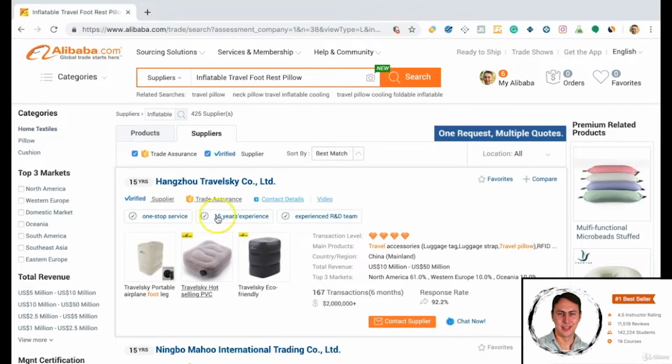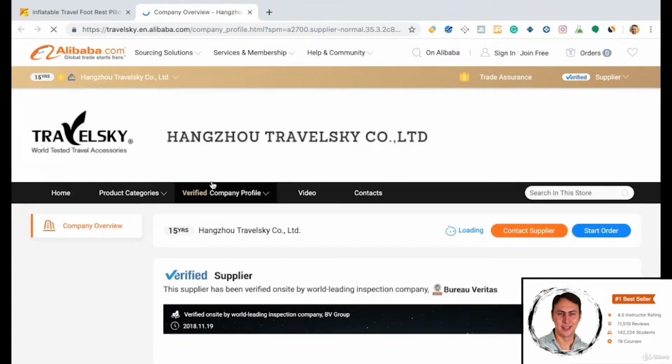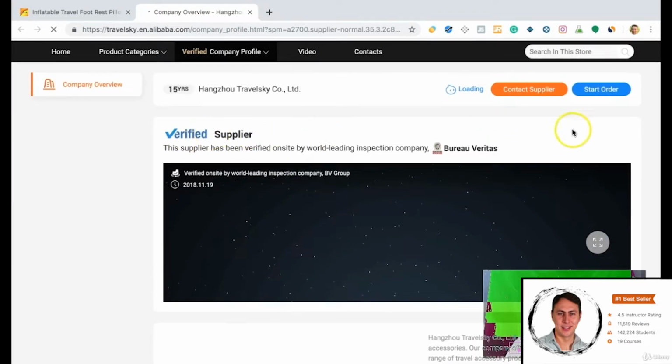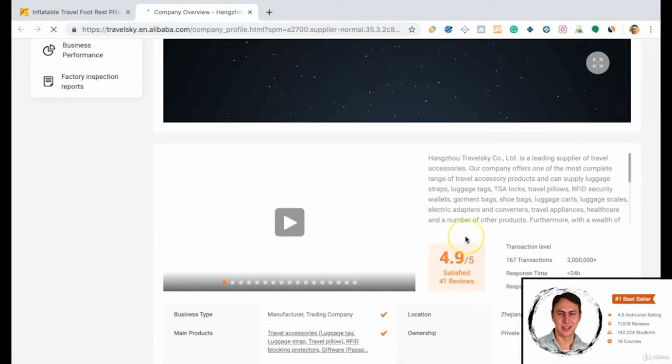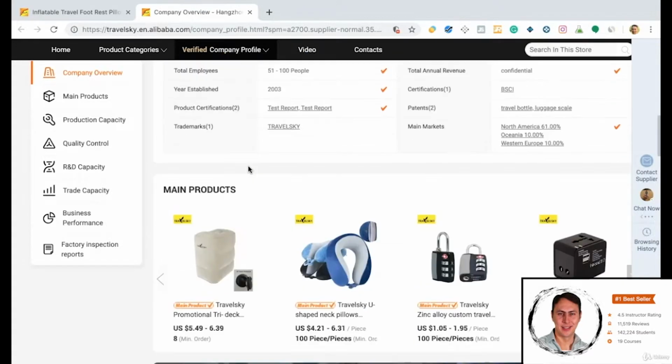For example, this supplier is a good one, producing our needed product and focusing on it. It is a company that has already been verified in qualifications evaluated by Bureau Veritas. We are having a look at the main product category and choosing the manufacturers which have the same or similar products. We have 425 manufacturer suppliers.